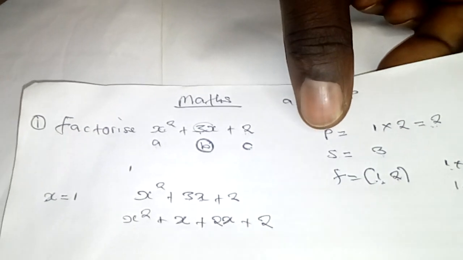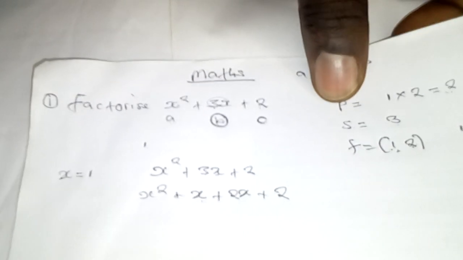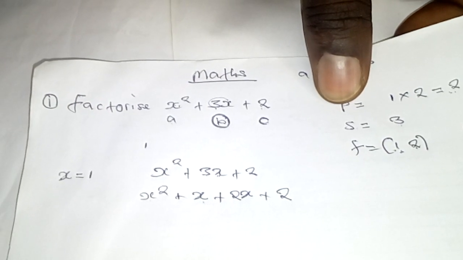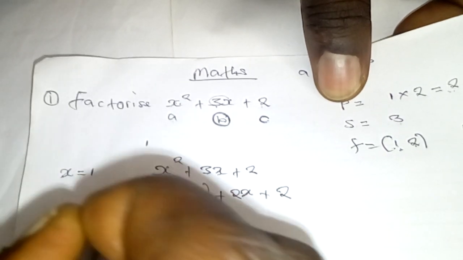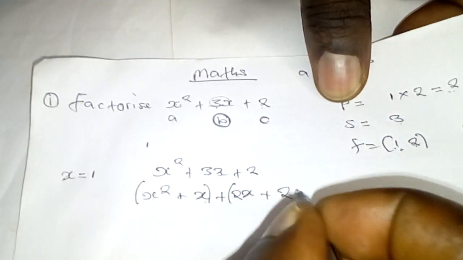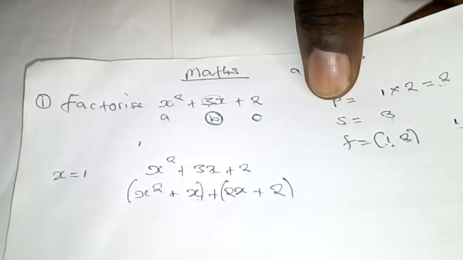So we now have 4 terms, 1, 2, 3, 4. Now we can factorize by grouping. We're going to group two terms each, so this in brackets and this in brackets.